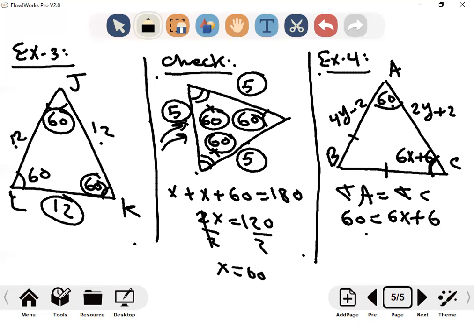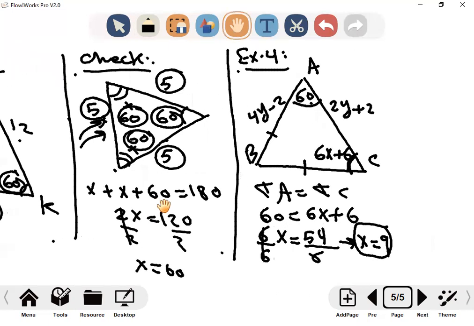Shift and divide. X will be how much? 60 minus 6, 54, right? That's 6x here. Divide by 6 both sides. X will be 9. I know x now, right? Let's finish this part only. X is 9, right?